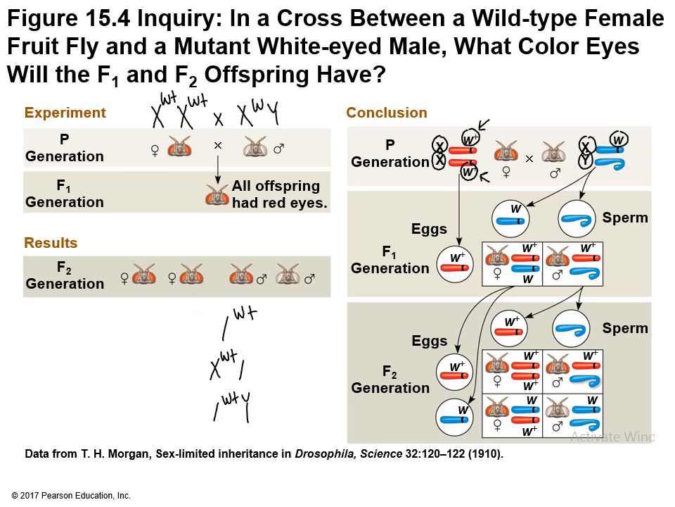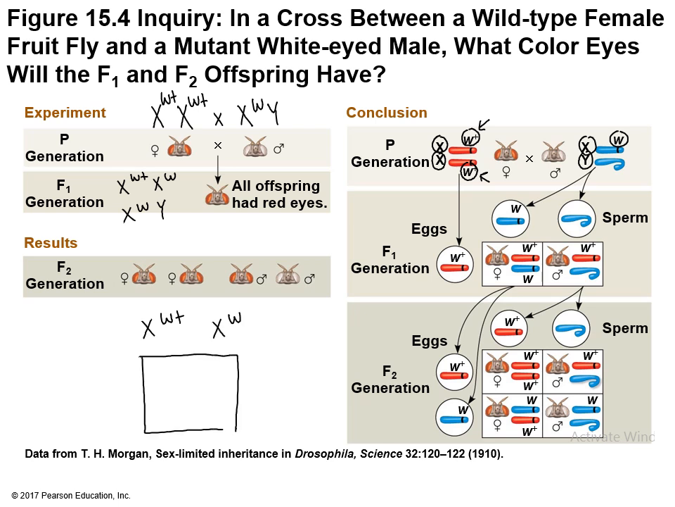So if we do that, let's erase that. I'm going to cross again. We had 2 types, right? We had X^W+ and X^W, and we had X^W Y males. Okay, so we're going to do a cross between those. So we're going to have X^W+ X^W. Oh, I forgot to draw the Punnett square. Okay. And we can have X^W and Y. Oh, I'm sorry, W plus.